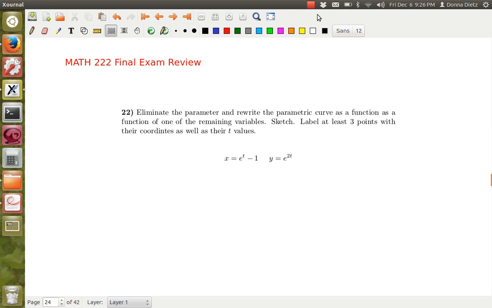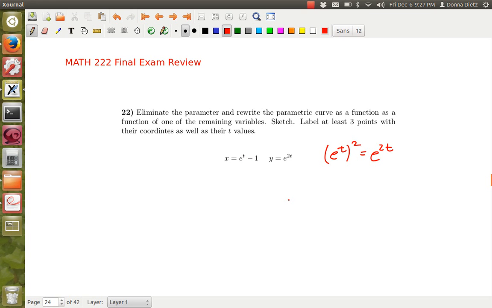So this question is pretty straightforward if you can see through it. If you can see that e to the t squared is equal to e to the 2t, and understand that you're essentially looking at a parabola. Okay, that's it. Then this will be easy.